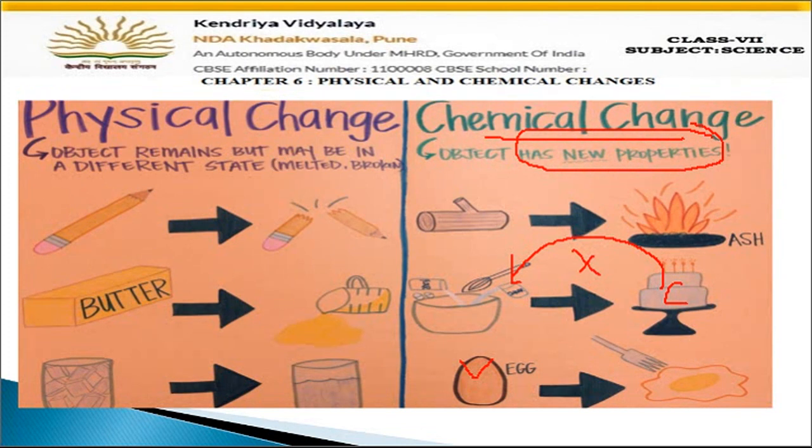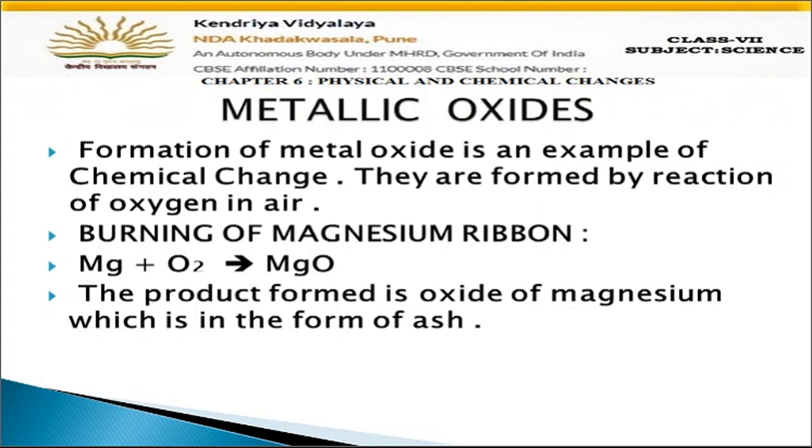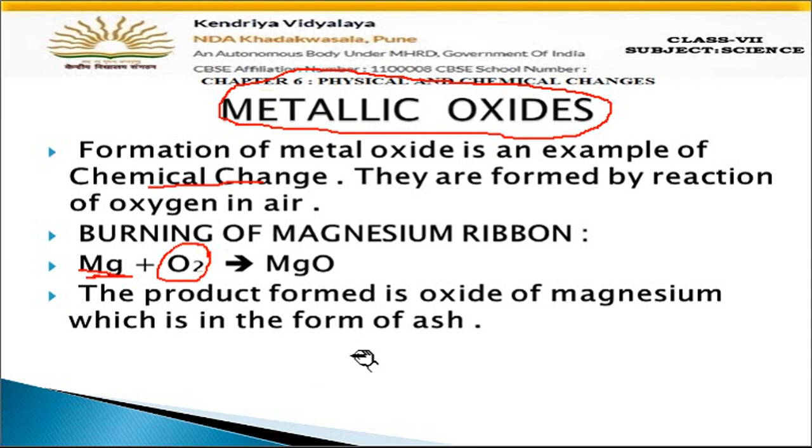Fine. Now let's move on to some more examples of chemical change. Formation of metal oxides is an example of chemical change. How are metal oxides formed? Now suppose as an example of metal we are taking here magnesium. Magnesium is a metal. So when this magnesium combines with oxygen, means when magnesium burns in presence of oxygen. Let's see how it burns. Magnesium is always available in the form of magnesium ribbons. It is present in ribbon form, small strips which are called magnesium ribbons.